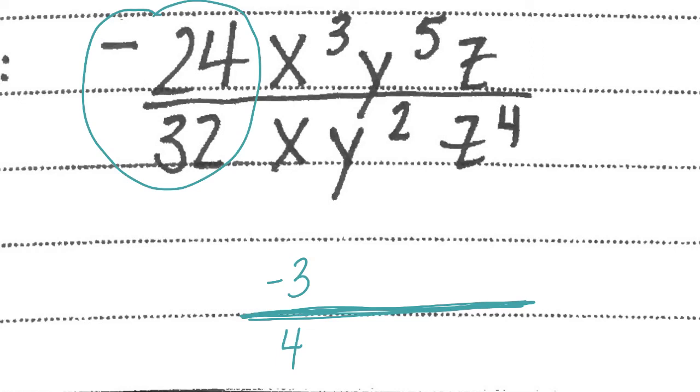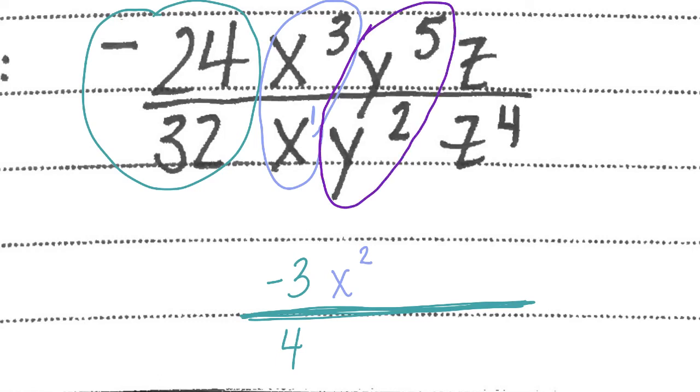Then I like to look at the x's. Will the x's go on the top or the bottom? They will go on the top, and I just subtract 3 minus the invisible 1. Y's. Will the y's go on top or bottom? Good. They will go on top. 5 minus 2 is 3. Z's. Will z's go on top or bottom? They will go on the bottom because 4 is larger than 1, but 4 minus 1 is 3. Great job with that challenge.